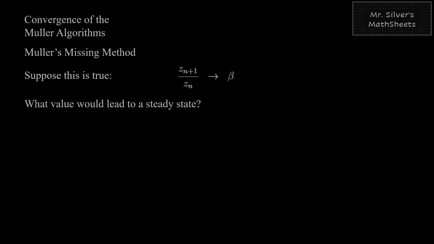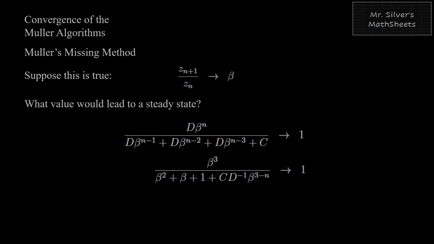Well, assume that it reaches a ratio, and take a ratio of the n plus 1 terms and divide through by d times beta to the n minus 3, and then let n approach infinity, and you get this equation, and the root of that equation is beta equals 1.839. So that's the rate of convergence of the Muller method.